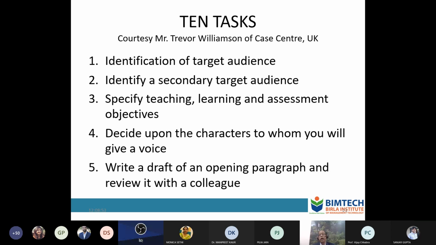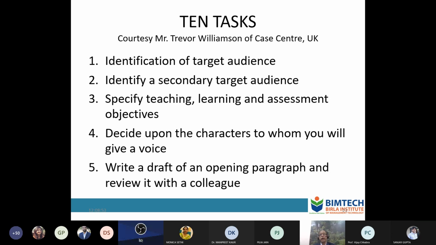Unless your case is picked up from 10 other cases having similar learning outcome, explaining the same theory, why your case will be picked up by the faculty? So faculty should see a value in picking up your case out of 10 others. So you must understand what are the requirements of a gatekeeper like a faculty, or if you have given for publication, the editor desk, the reviewers, they are your secondary target audience. You have to meet their requirement also. Okay. Obviously specify teaching, learning, etc.